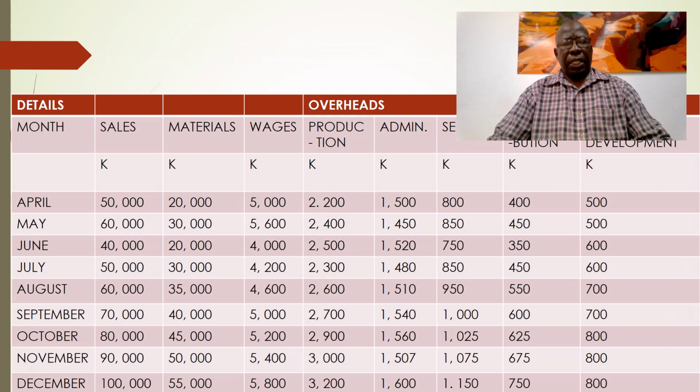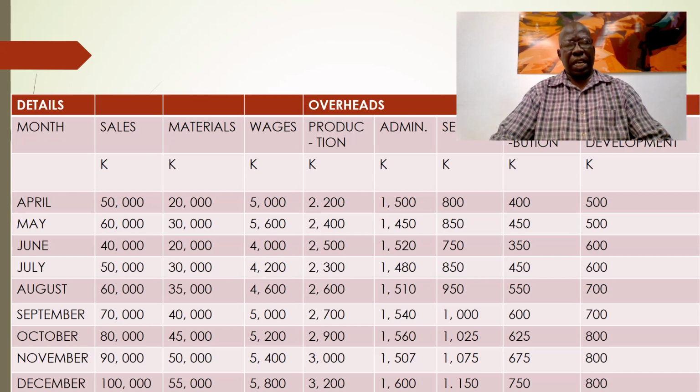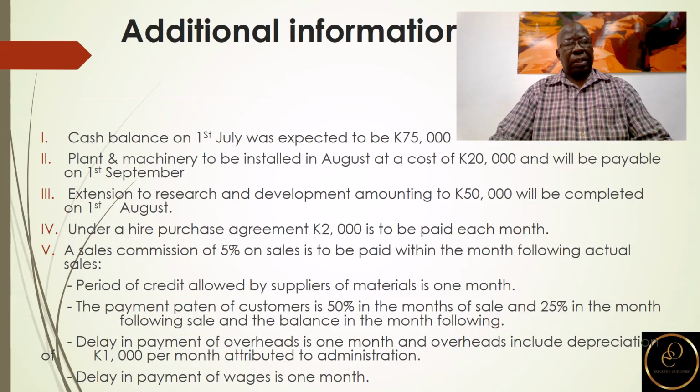We have this projection for months starting from April up to December. The projection covers items like sales, materials, wages, production, selling, distribution, and research and development. That's what we have from April through to December. We also have additional information.